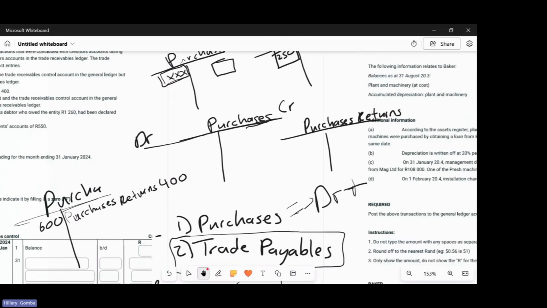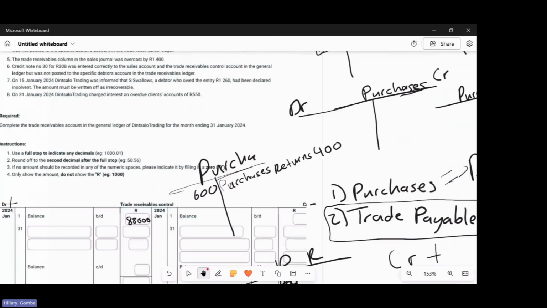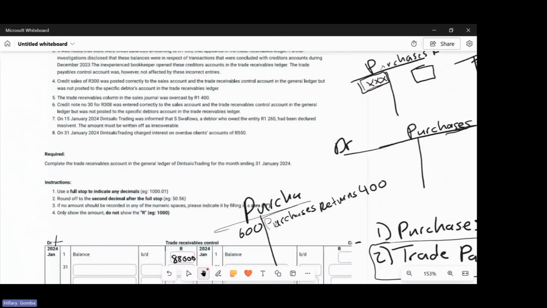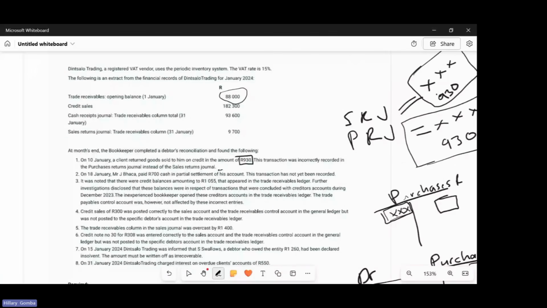We just said that this is supposed to be recorded in the sales returns journal. So let us go to the next one. It says on 18 January, Mr. J. Barker paid 700 in cash in partial settlement of his account. This transaction has not yet been recorded.